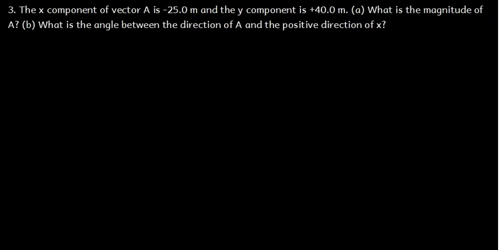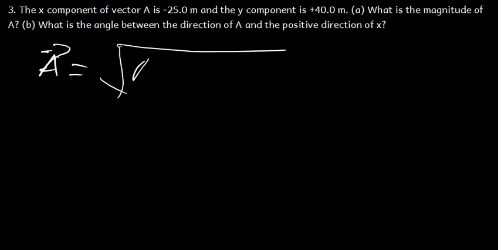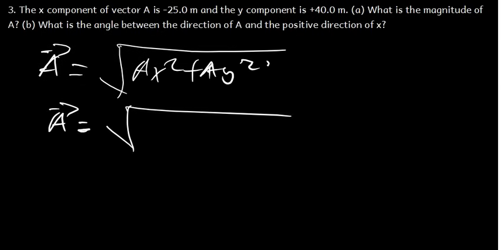Okay, so in short, part 1A is asking us to find the magnitude of this vector A. Then part B is asking us to find the direction of vector A. So to find the magnitude, we know that A is going to be the square root of AX squared plus AY squared. In this case, we have the x component, which is negative 25, we square it, plus the y component, which is 40, we square it.